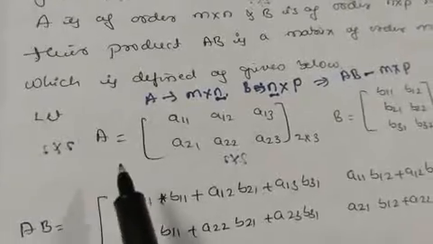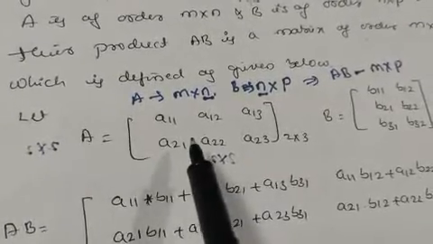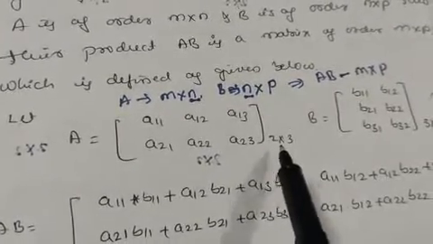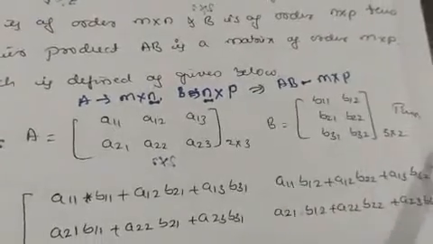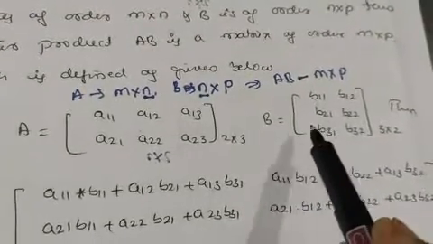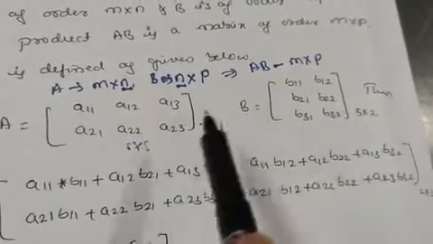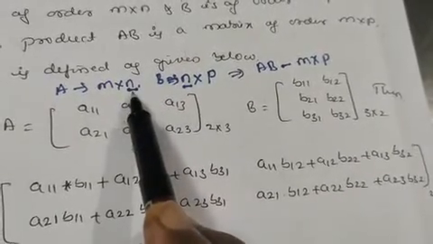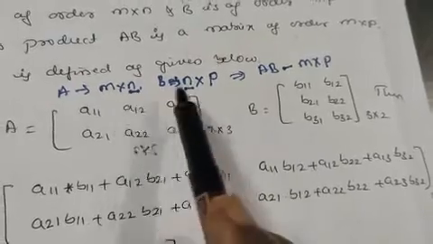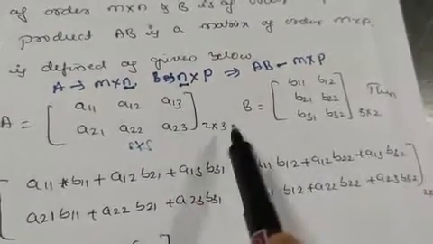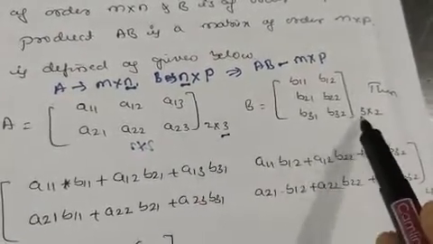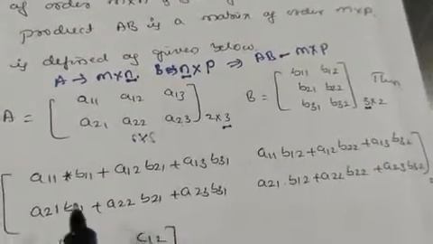So now, suppose we have a matrix A like this, whose order is 2 by 3, and this is a second matrix whose order is 3 by 2, meaning it has 3 rows and 2 columns. The number of columns in the first matrix should be the same as the number of rows in the second matrix. These two are the same, no? 3. Then only it is possible to find its multiplication.